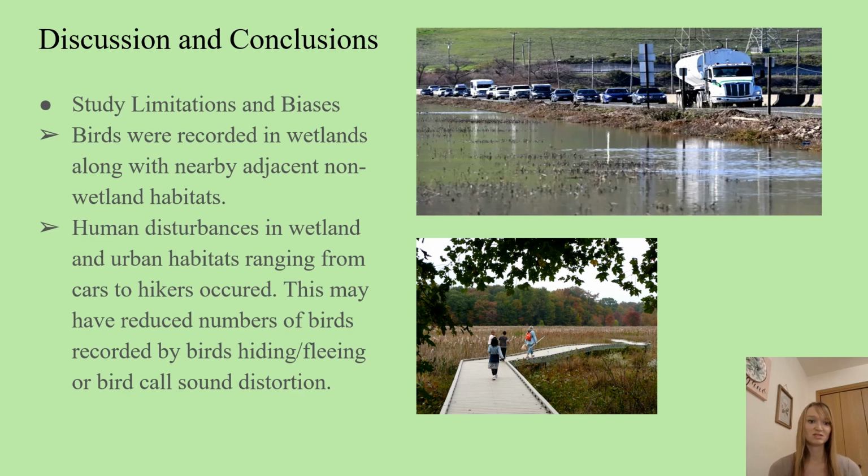And then human disturbances in wetland and urban habitats ranged from cars to hikers coming by, and this may have reduced numbers of birds recorded because the birds were hiding or fleeing, or because of bird call sound distortion. So personally, when I was in my urban habitat, I found that it was very difficult to hear what bird species I was listening to when cars were going by. It was also very hard for the Merlin ID app to hear the birds as well. So this could have skewed our data in a way that we counted fewer birds than were actually in that area.